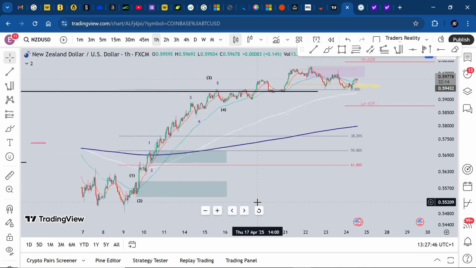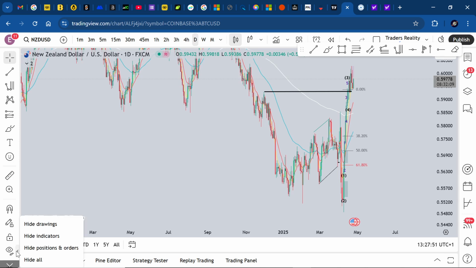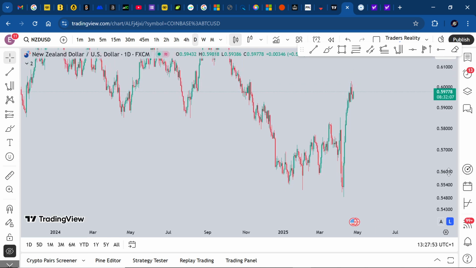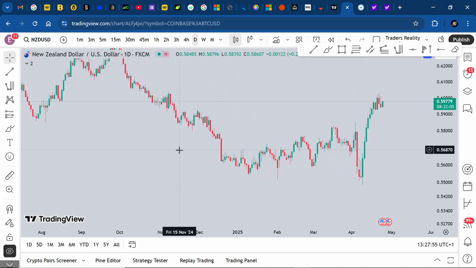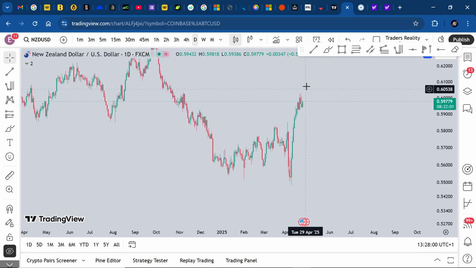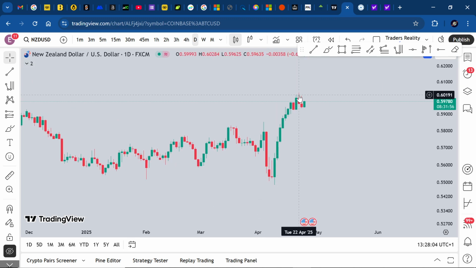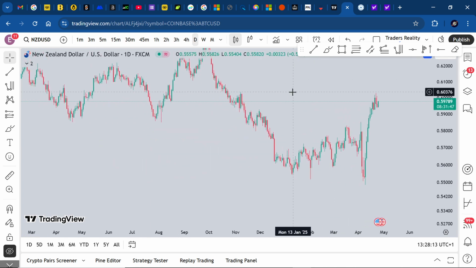NZDUSD. Now it's important I go to the daily on this and AUDUSD because they're not in the same cycle as GBP and Euro. Now this looks like a beautiful accumulation. All we're looking for is if this is a finished 1 or an A, because if it is, we're looking for that B or the 2, and then we can continue higher. Okay, this is a beautiful accumulation. We've come to the supply zone. We just about respected it.